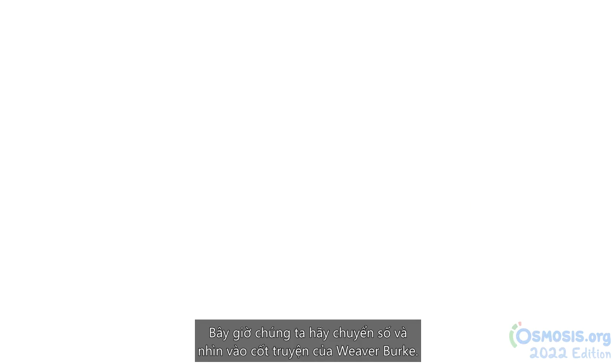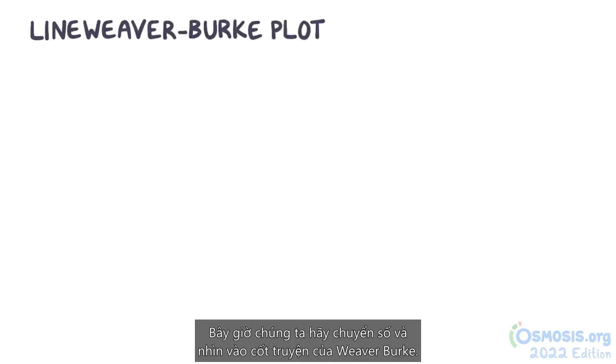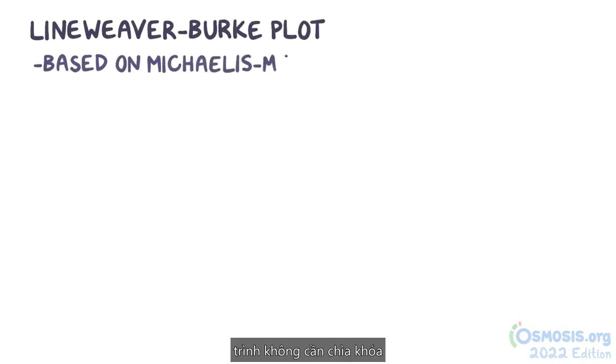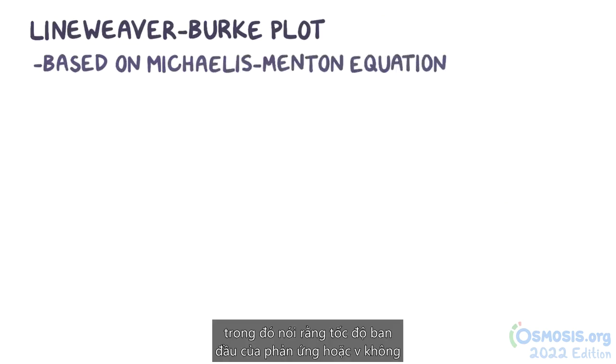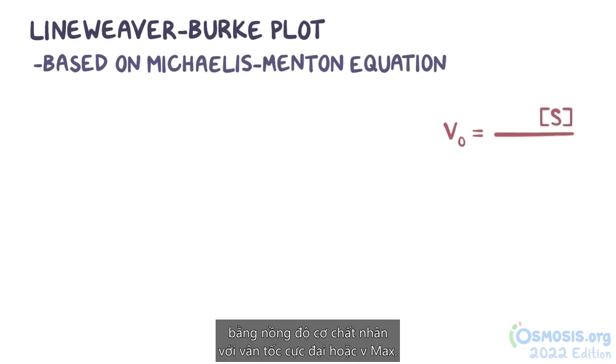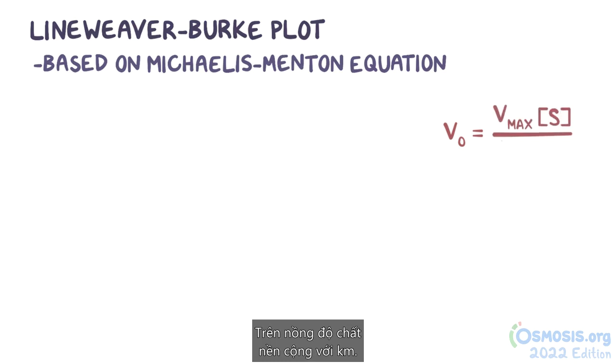Now, let's switch gears and look at the Lineweaver-Burk plot. This graph is based on the Michaelis-Menten equation, which states that the initial speed of the reaction, or V0, is equal to the concentration of substrate times the maximum velocity, or Vmax, over the concentration of substrate plus Km. So here's where things get interesting.